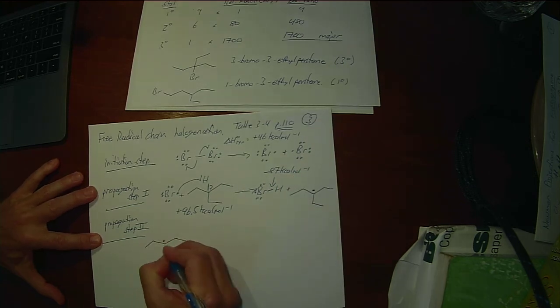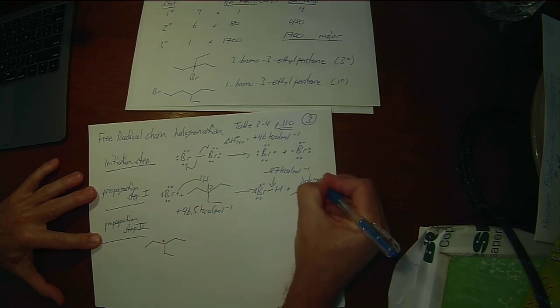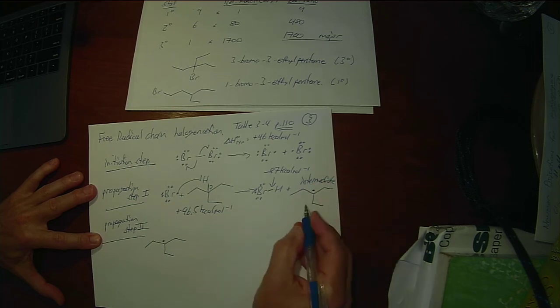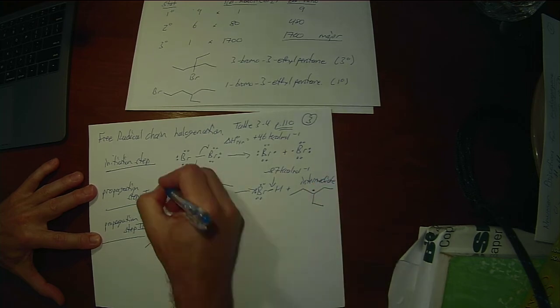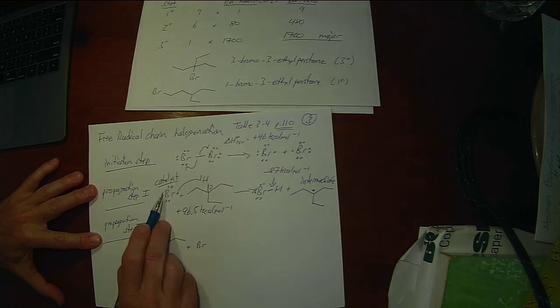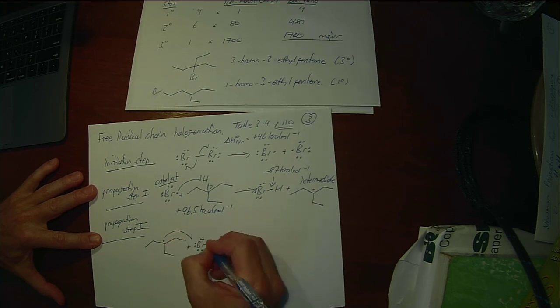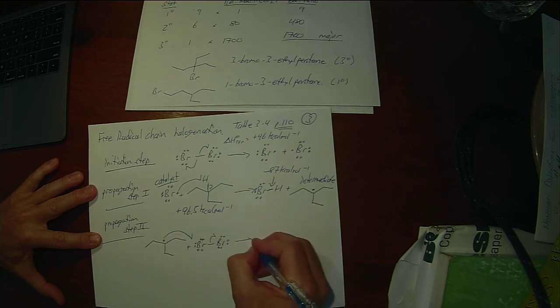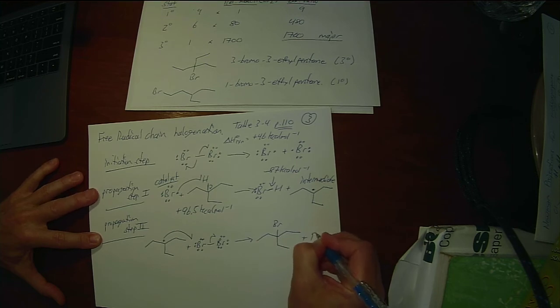So in the second propagation step, we're going to use that intermediate. Right, so this is an intermediate because it's formed in the first step, and we're going to use it in the second step. The radical is actually a catalyst, kind of, because it's something that we're using in the first step, and then we're going to reform it in the second step. Carbon-halogen bond, and regenerate the bromine radical. So we get our product and the bromine radical.